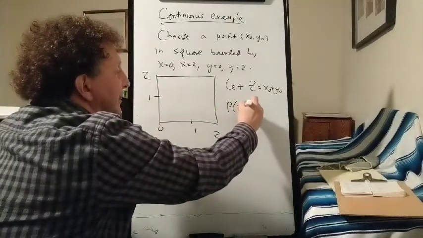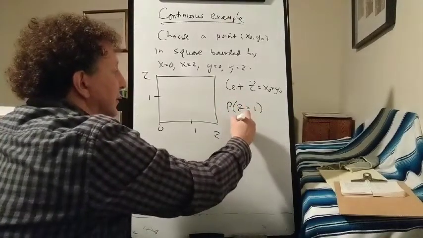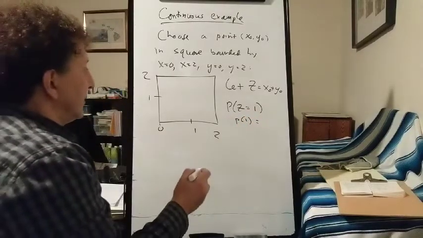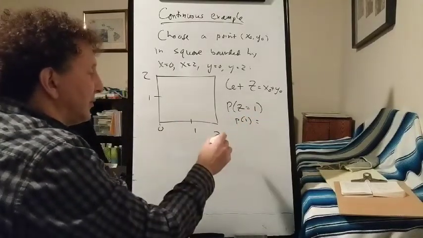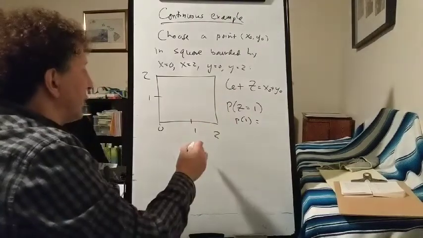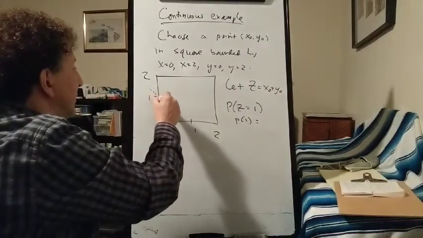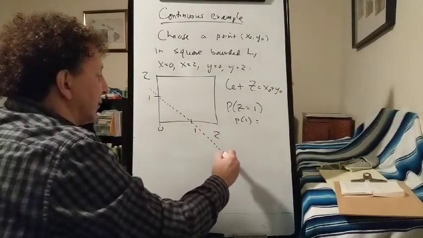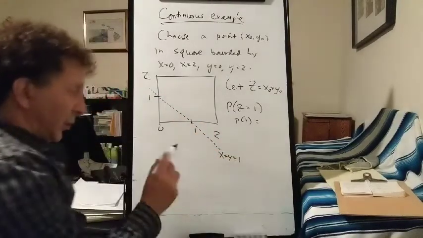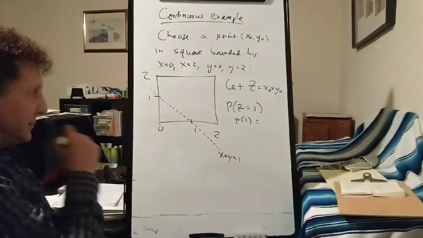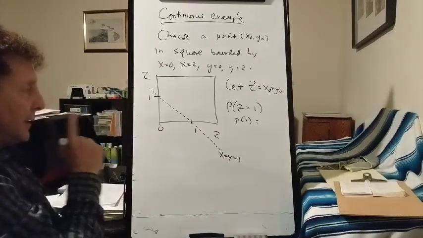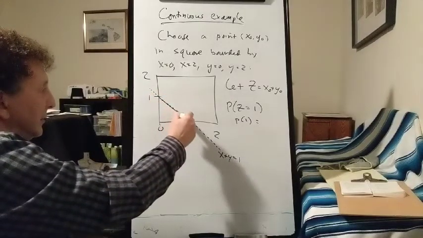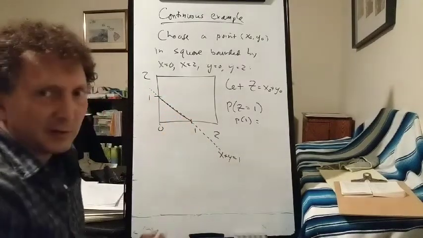The probability that z equals 1, or if you like little p of 1, equals... so all the points where the coordinates add up to 1 are the ones on this line, because this is the line x plus y equals 1. X coordinate plus y coordinate equals 1. The problem is that this line segment here has area 0.